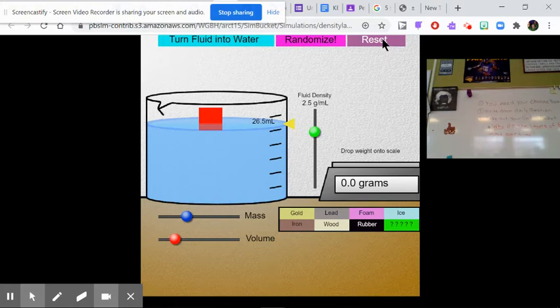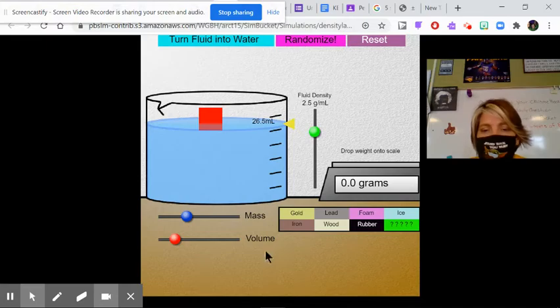So bad. So here are your choices. You're going to choose gold, iron, wood, lead, foam, rubber, ice. Don't worry about the mystery. The mystery is if you want to work on that over break, you can try to figure out what the mystery is. But right now, pick 2 of those and put it in your table.